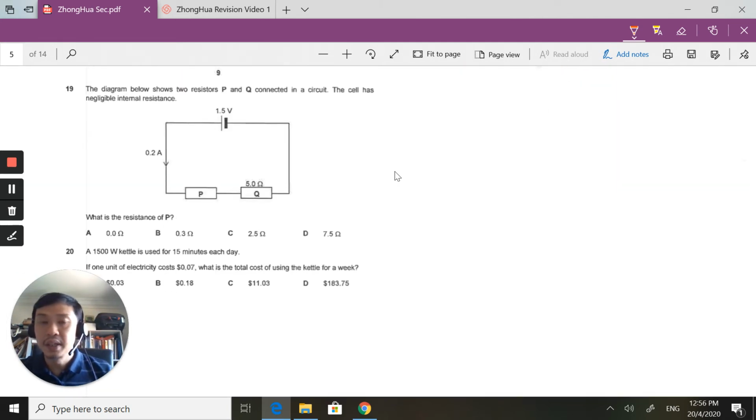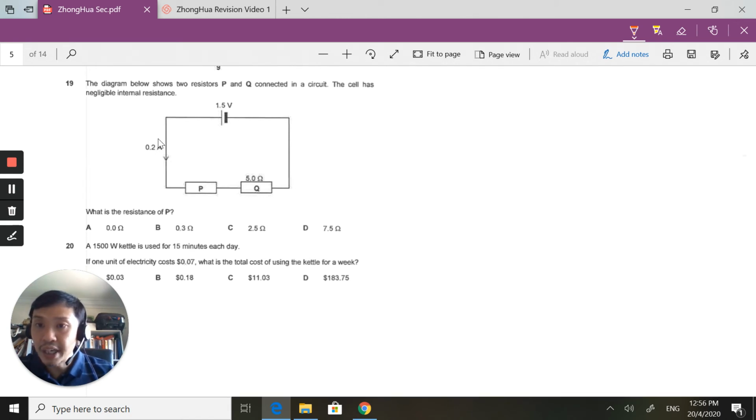Next, 19. Two resistors in series. The cell has negligible internal resistance. What is the resistance of P? So now they gave me the current. Yeah. So I'm going to use Ohm's law. V equals IR. The total voltage is 1.5 volts. The current, the total current for the whole circuit is 0.2. And the total resistance is the value of P plus 5 ohms.